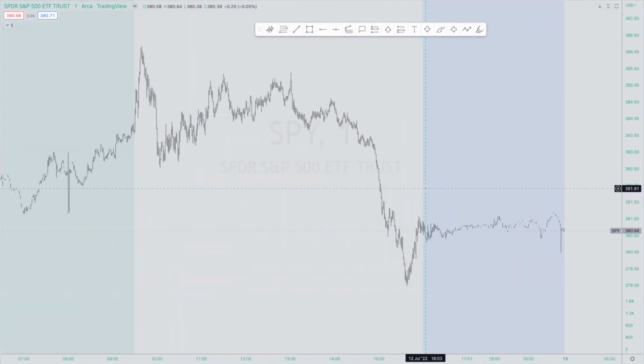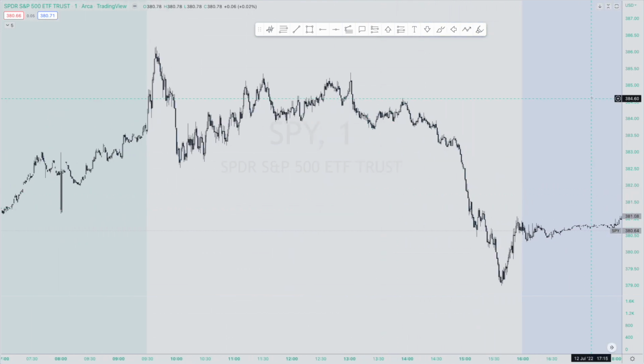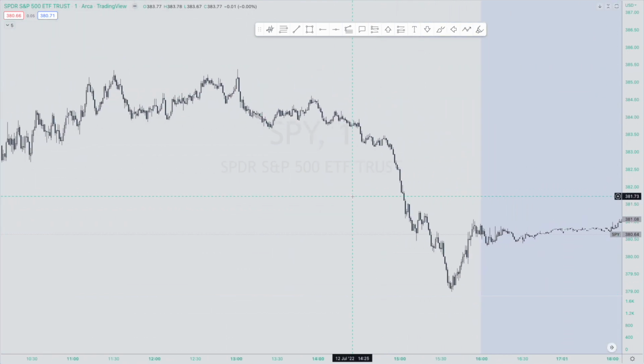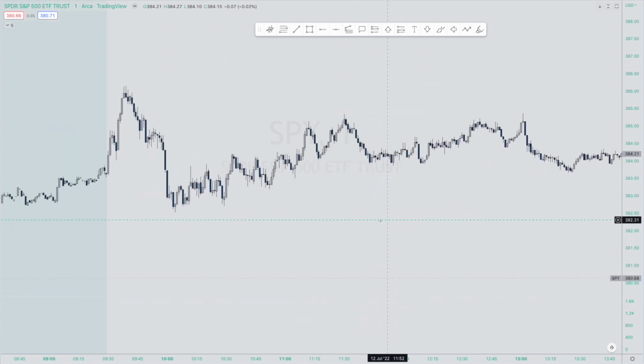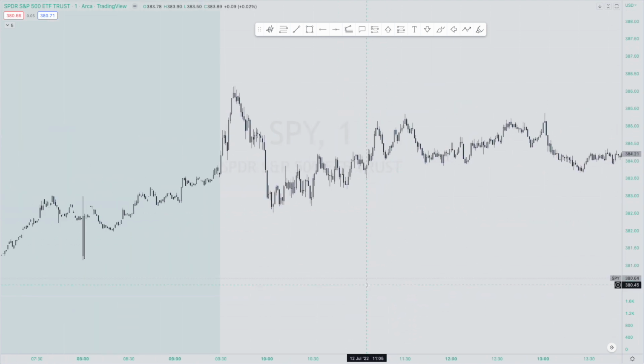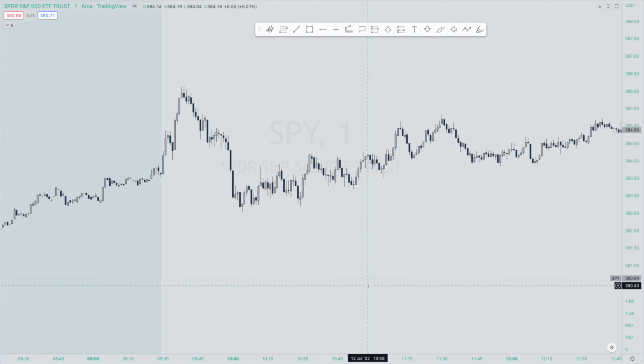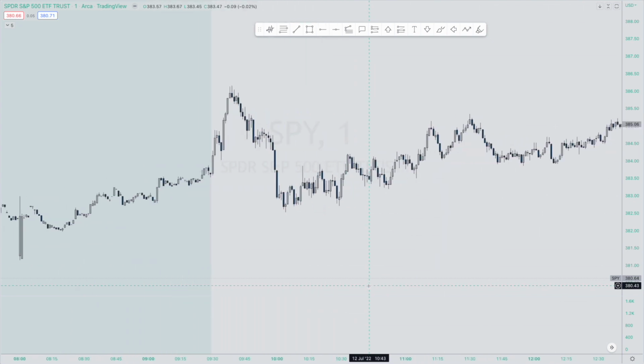All right, so what we're going to look at is SPY today, July 12th. I believe it is Tuesday. Today was a painful day. I'm choosing this day on purpose because it was a range day. It was a hard day to trade. But it is what it is.